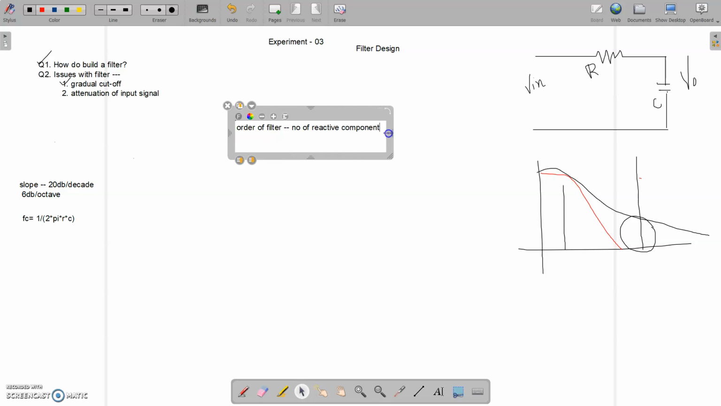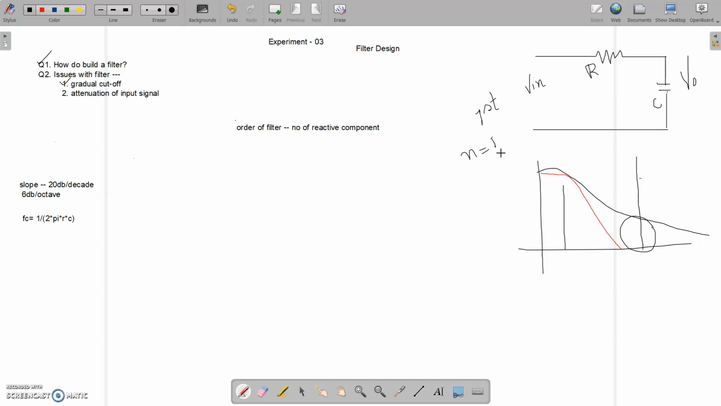In the filter that we designed, I have one reactive component. A resistor is not a reactive component; a capacitor or inductor is. We are not dealing with inductors yet, I'll talk about that later. So I have one capacitor, so this is a first order filter, my first order low pass filter. We represent it by n equals 1.